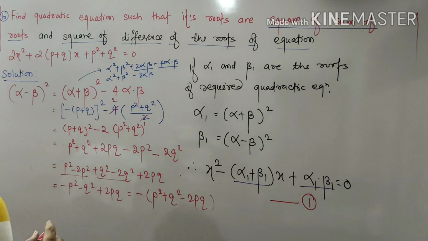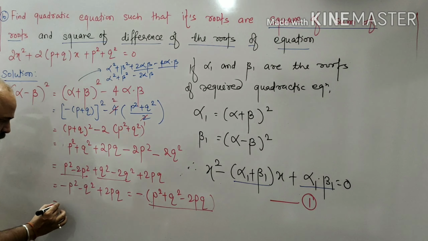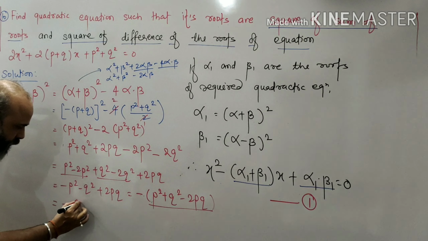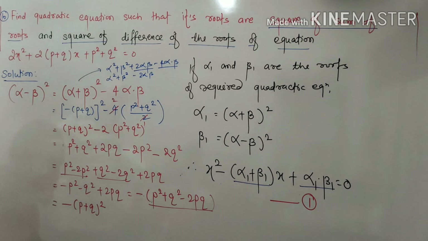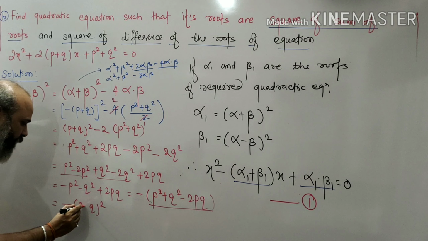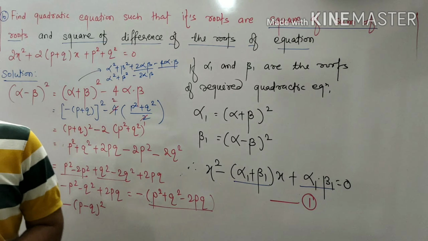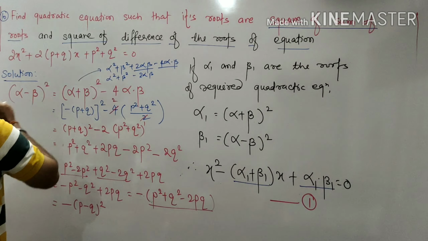Now, student, this is the square of p minus q the whole square. Right? Minus, this is p minus q the whole square. This is p minus q the whole square. So this is alpha minus beta the whole square.